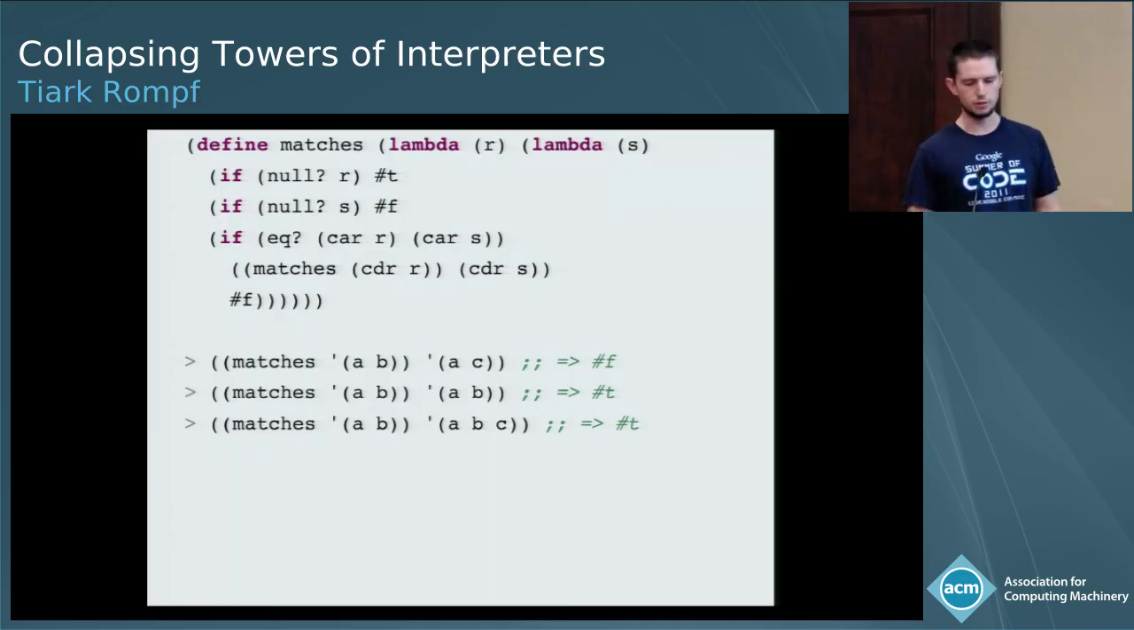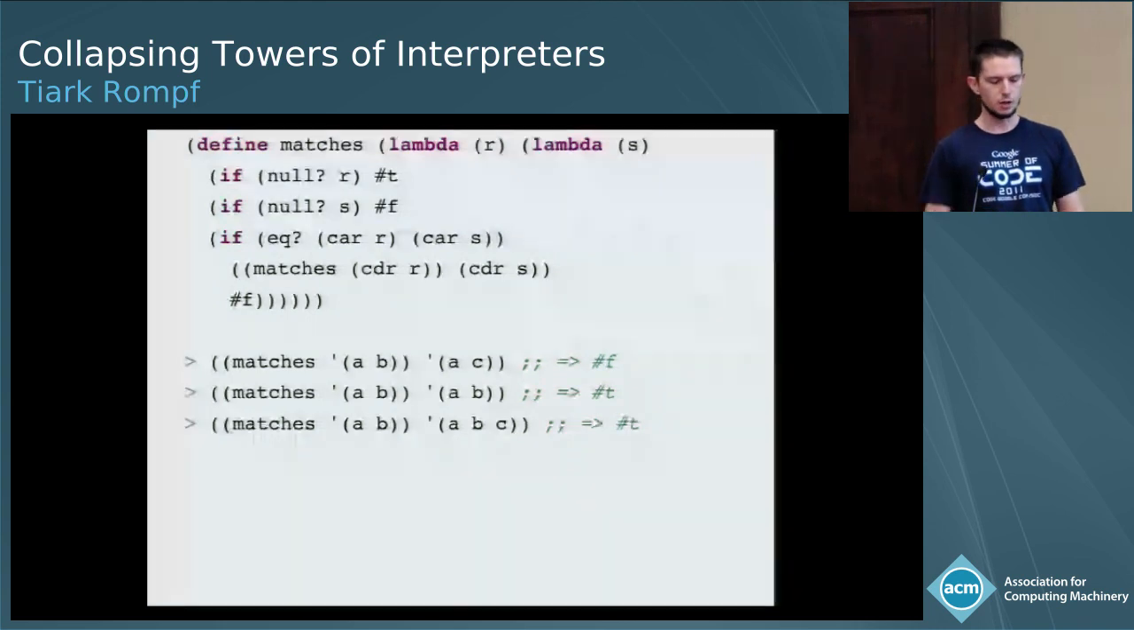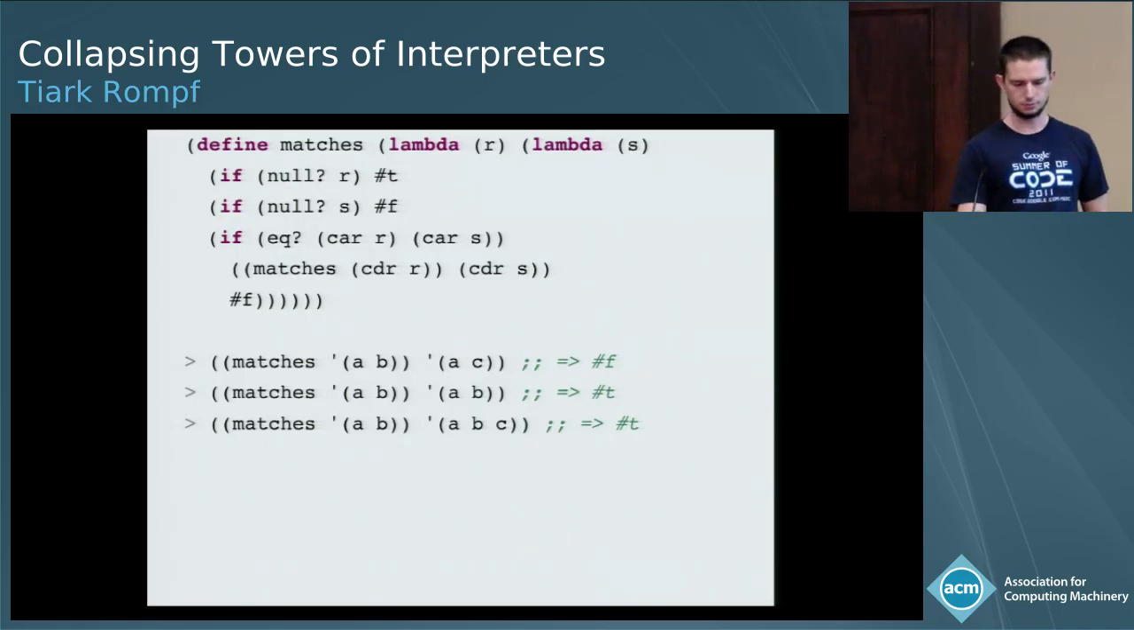And this is straightforward, just a recursive function that does character by character comparisons. So you can see if you're checking whether AB is a prefix of AC, you get false; AB and AB, that's true; and AB is also a prefix of ABC. Okay? So now let's turn this little interpreter into a compiler.